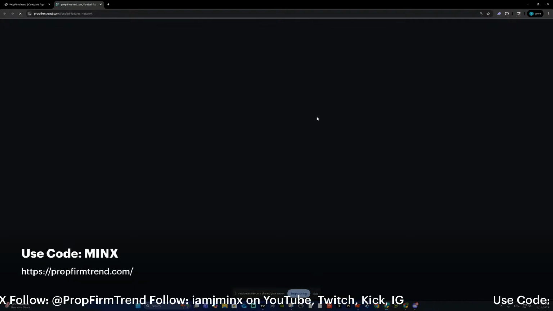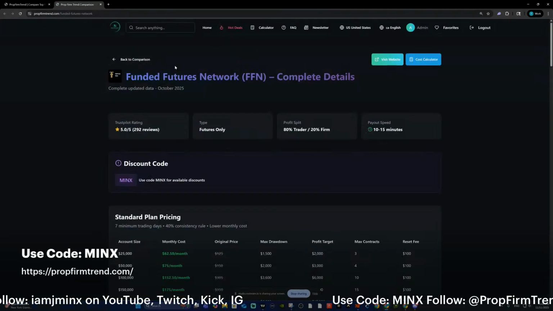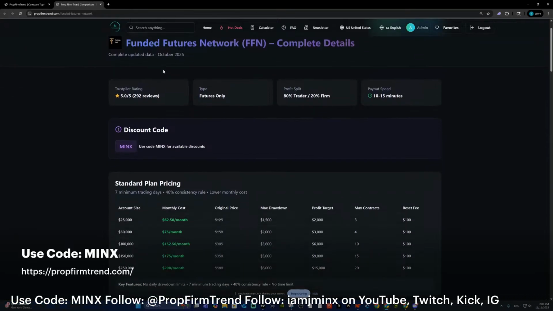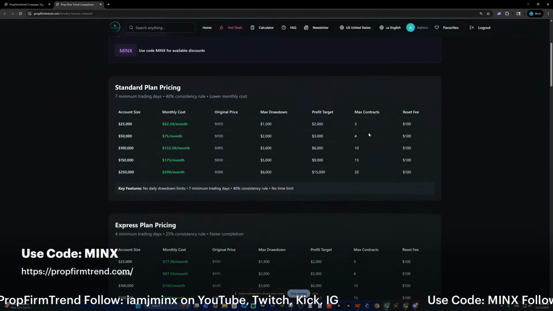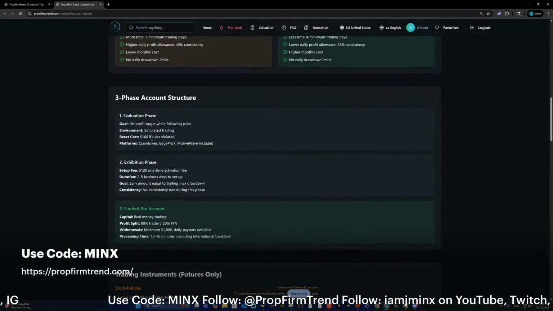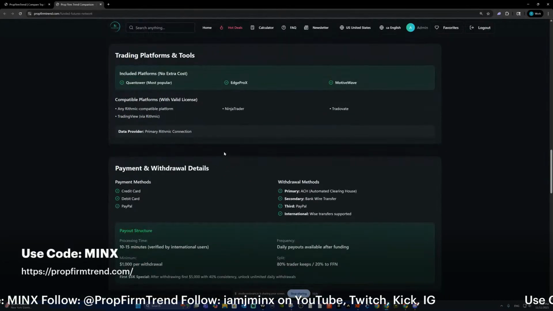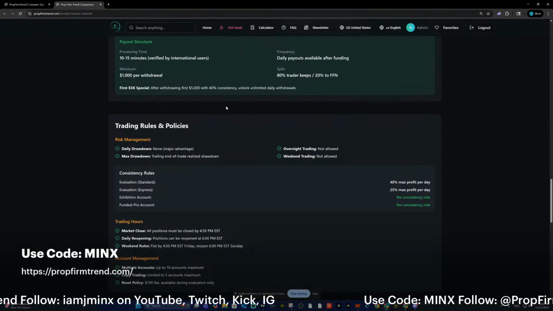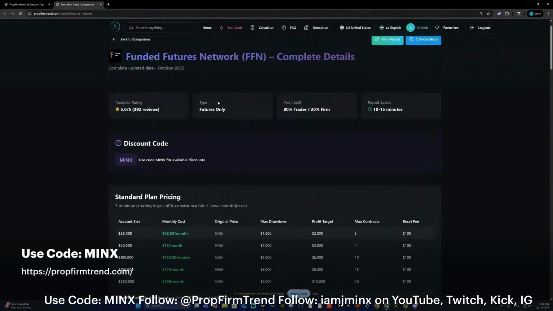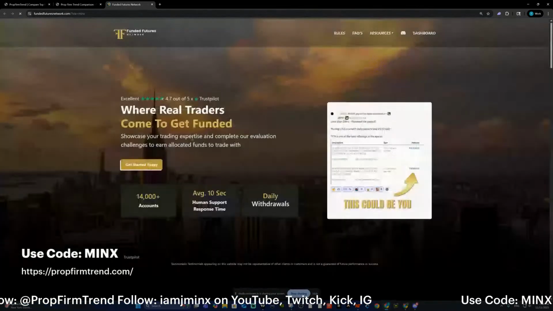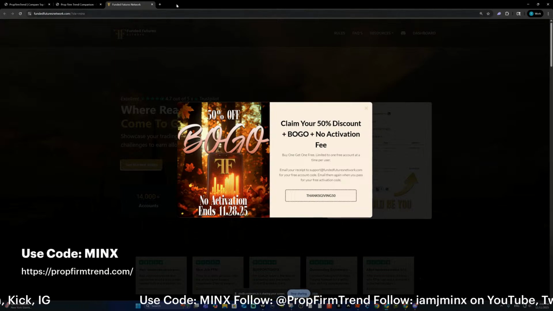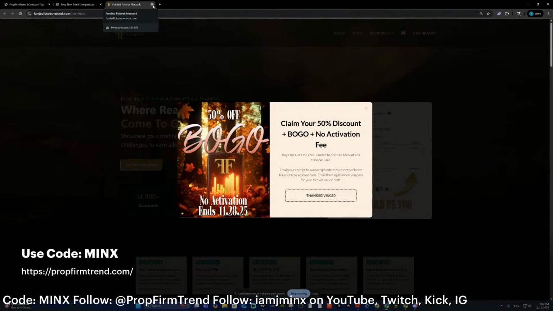Let's say we go to here. This is Funded Futures Network. It's a different firm. This one does not have static. I clicked on the wrong one, but that's okay. So here it's more of a condensed version of their plan comparison, what kind of accounts they've got, what platforms they have, the payout structure. And then you can also click on there and go to their website and it will give you all of the details. Yeah, they've got that 50% BOGO with no activation fee. Buy one and get one free.